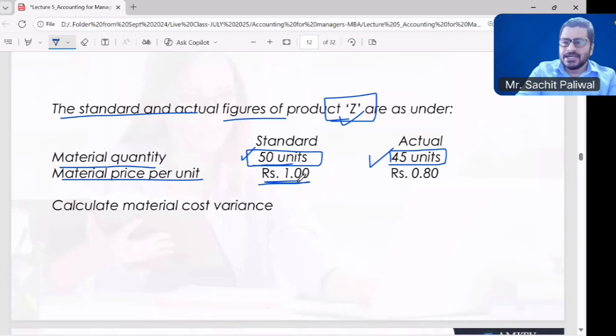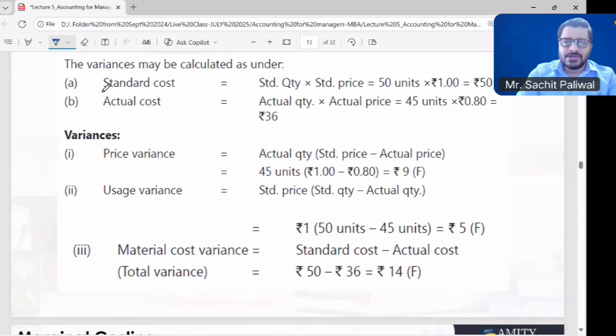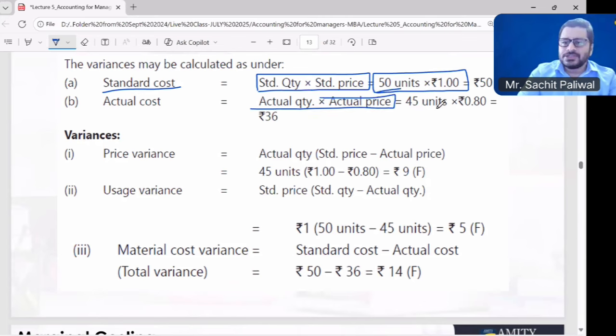Material price standard was 1 rupee, but we actually received the same material from the market; we arranged or managed it at 0.8 rupees. Again, it is a favorable signal. How can we calculate? Okay, so you can see the standard cost: standard quantity, standard price. That is 50 rupees. Actual quantity, actual price is 36 rupees. Clearly visible, there is a variance of 14 rupees.